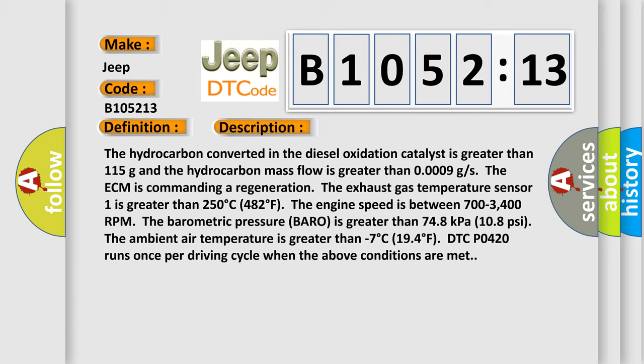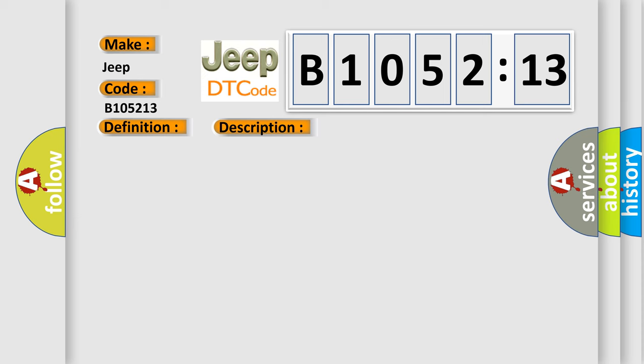The engine speed is between 700-3400 RPM. The barometric pressure BARO is greater than 74.8 kilopascals, 10.8 psi. The ambient air temperature is greater than -7 degrees Celsius, 19.4 degrees Fahrenheit. DTC P0420 runs once per driving cycle when the above conditions are met.